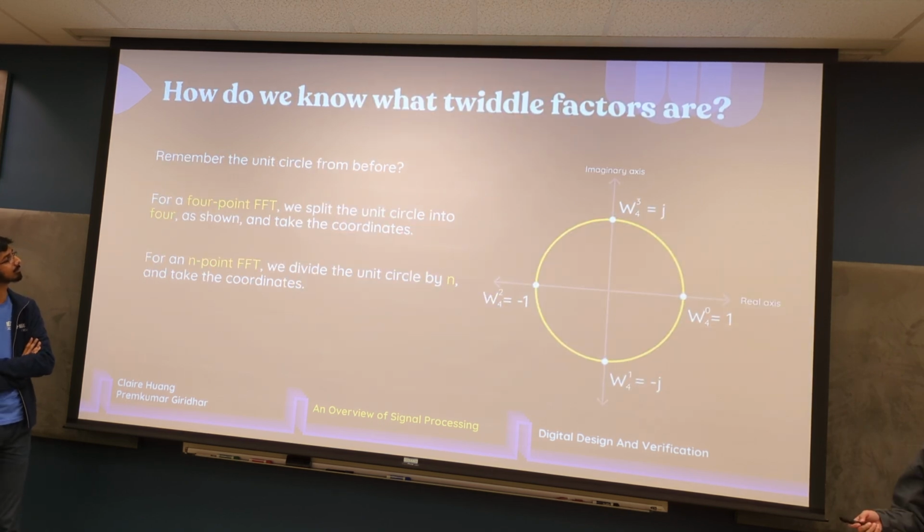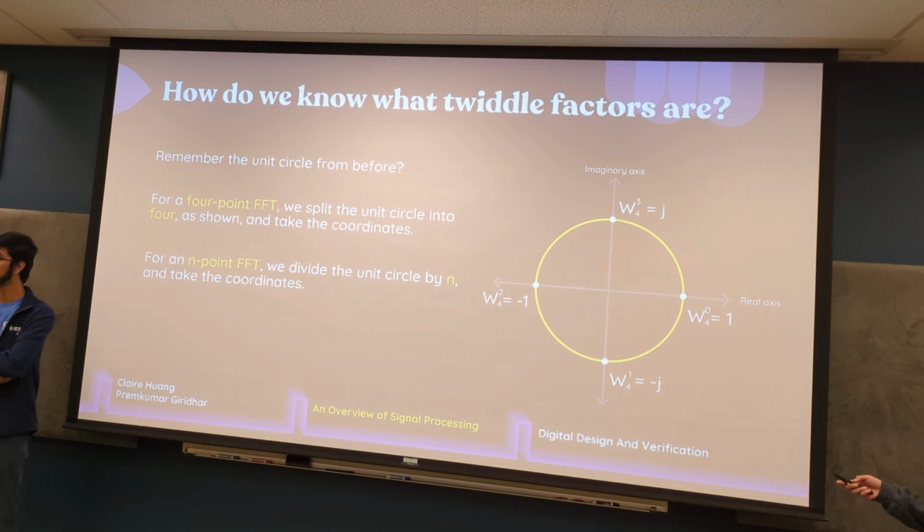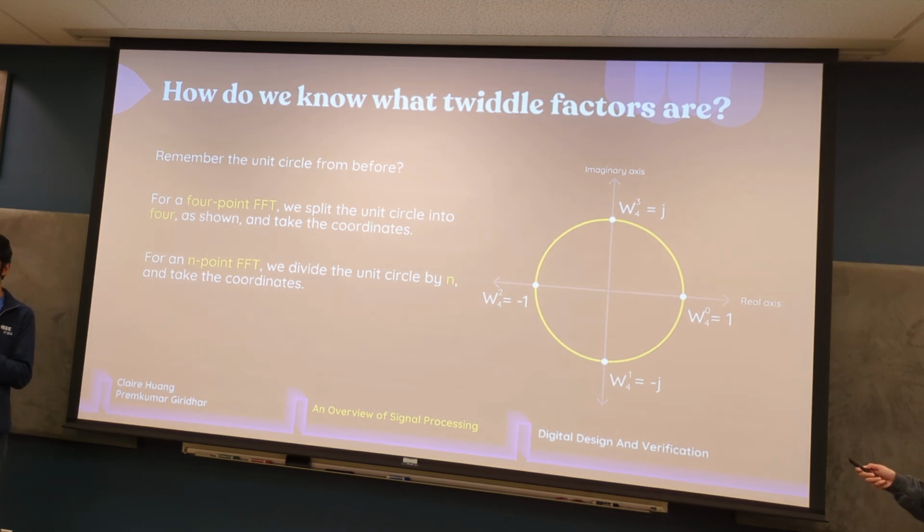We can look at our unit circle from before. So for a 4-point FFT, we can divide this circle into 4 points symmetrically and then take the coordinates. So if it was an 8-point FFT, for example, we'd have an extra point here, another one here, here, and there. Does that make sense? And so for an n-point FFT, we're going to divide this circle by n, and then we're going to take the coordinates. That make sense so far?